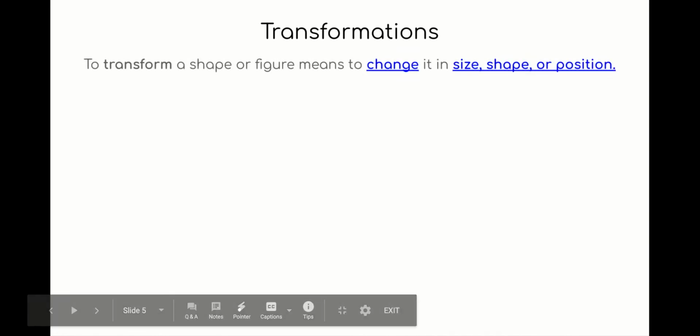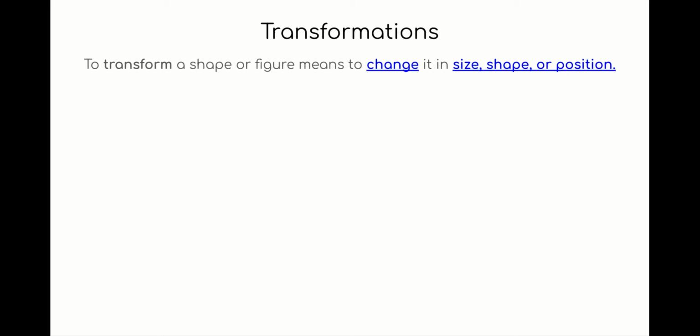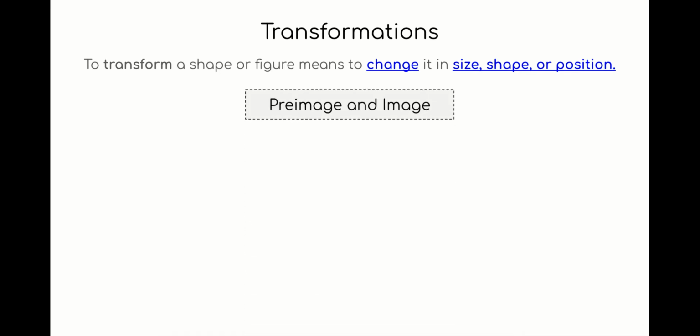So we're going to talk about transformations. To transform a shape or a figure means to change it in size, shape, or position. In order to do that, we usually start with a pre-image and we end up with an image. All that means is a before and after.